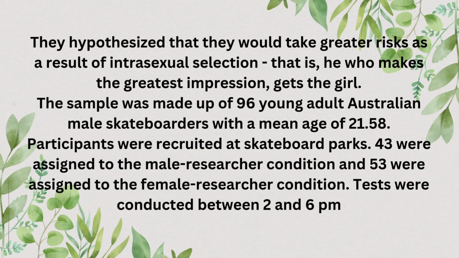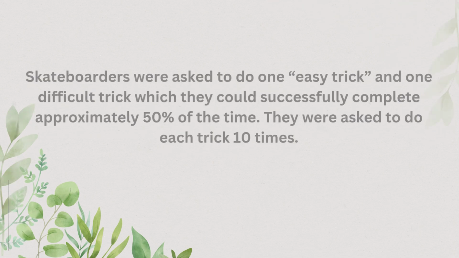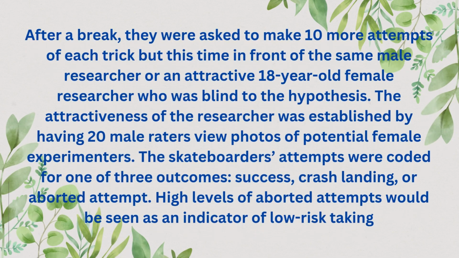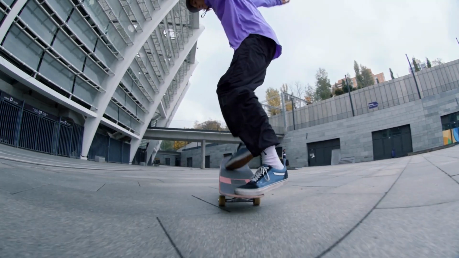Tests were conducted between 2 and 6 p.m. Skateboarders were asked to do one easy trick and one difficult trick, which they could successfully complete approximately 50% of the time. They were asked to do each trick 10 times. After a break, they were asked to make 10 more attempts of each trick, but this time in front of the same male researcher or an attractive 18-year-old female researcher who was blind to the hypothesis.